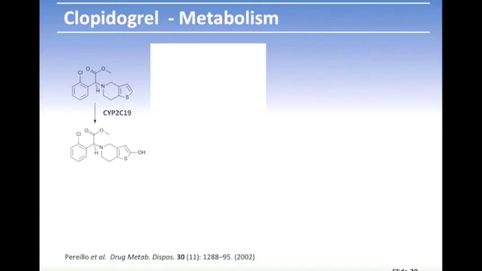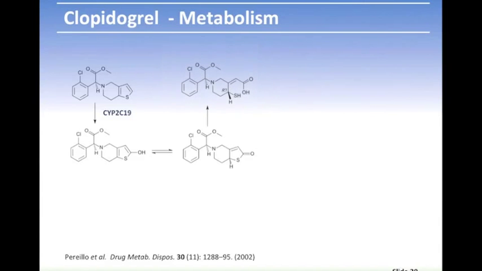So let's discuss the metabolism of Plavix a little bit. The first step in its metabolism is an oxidation mediated by CYP2C19, as indicated in the slide. The resulting structure is a tautomer with another structure indicated there, so they are in tautomeric equilibrium. The second tautomer is then activated into the active metabolite, shown on the top right.